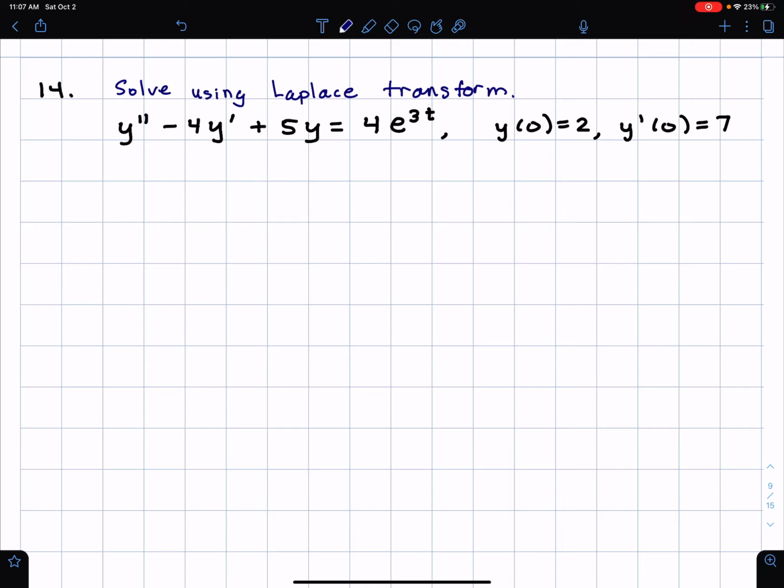Okay, in this video, we're going to solve this using the Laplace transform. It's not really maybe the most direct way to solve this, but it's an exercise, and we're going to use some formulas here for this problem.